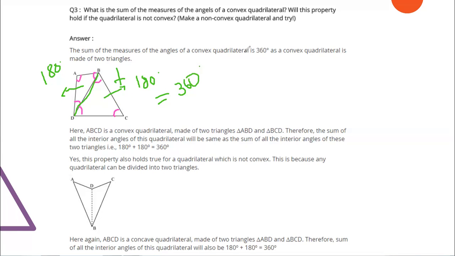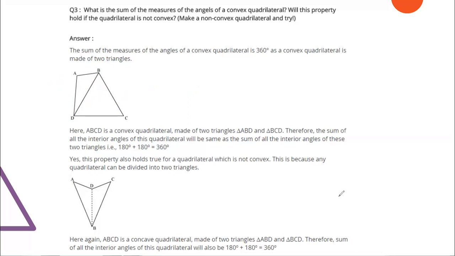Alright, now let's further read out the question. Will this property hold for a quadrilateral if it is not convex? Make a non-convex quadrilateral and try. So let us try it out. What do we mean by non-convex? It is nothing but concave, isn't it? Let us quickly draw it. Yes, we have a concave quadrilateral which has an inward direction.